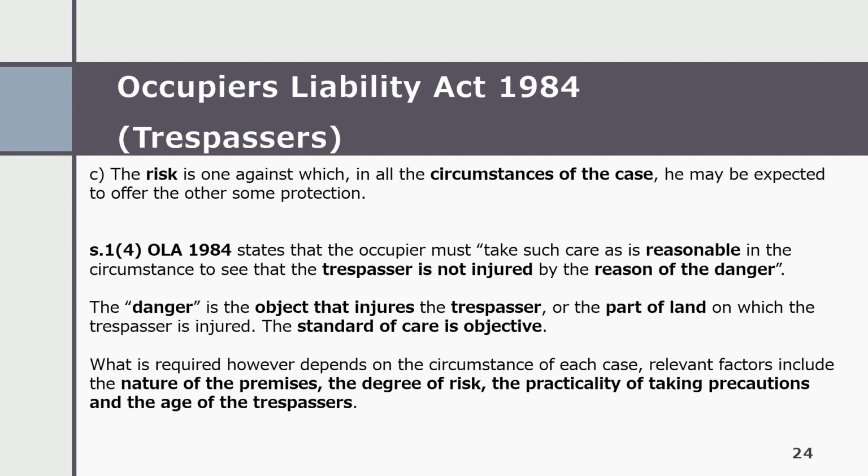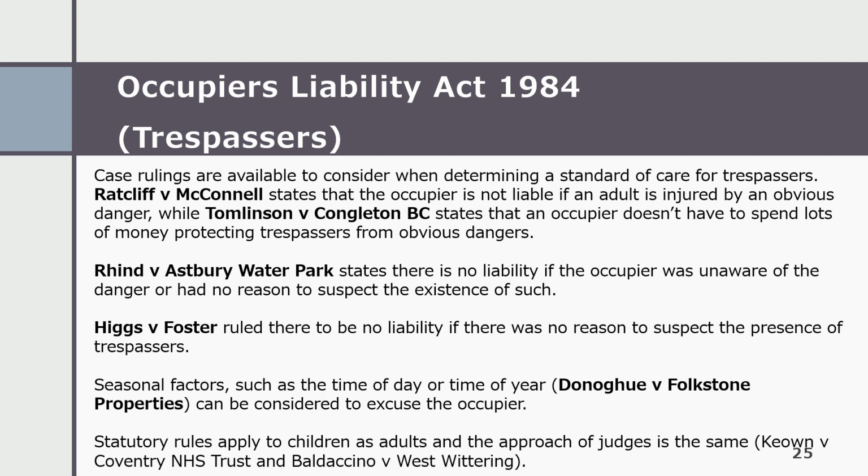Relevant factors include the nature of the premises, the degree of risk, the practicality of taking precautions, and the age of the trespassers. Case rulings are available to consider when determining a standard of care for trespassers. Ratcliffe v. McConnell states that an occupier is not liable if an adult is injured by an obvious danger, whilst Tomlinson v. Congleton, BC states that an occupier does not have to spend a lot of money protecting trespassers from obvious dangers. Ryan v. Asbury Water Park states that there is no liability if the occupier was unaware of the danger or had no reason to suspect the existence of such.